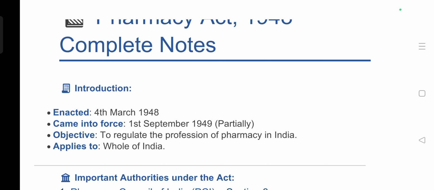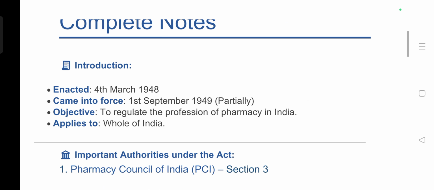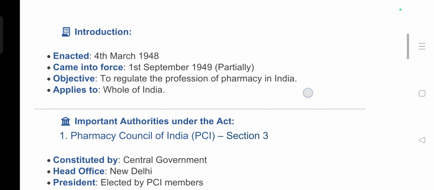The act was enacted on the 4th March 1948, came into force on 1st September 1949, and the objective of this act is to regulate the profession of pharmacy in India and it applies to the whole of India.